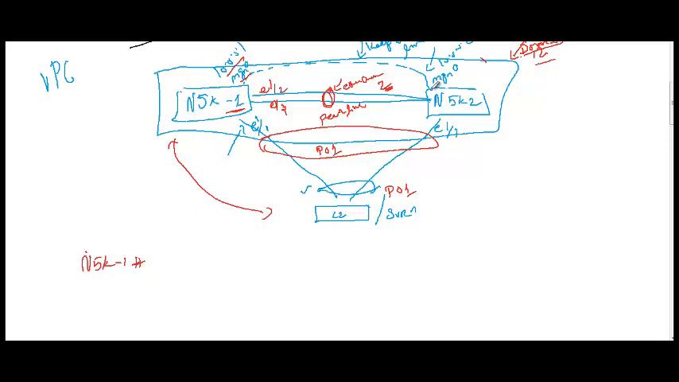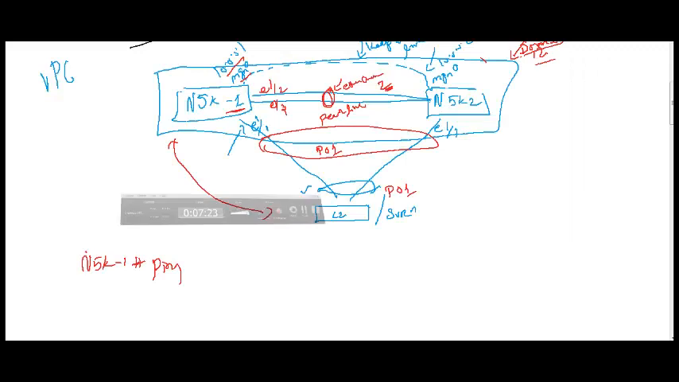I want to test whether I'm able to ping Nexus 5K2. So I want to ping from here. If I say ping 10.0.0.2, I'll not be able to ping, even if there is a proper physical wire connected between these two boxes. A dedicated wire is there, but still I'm not able to ping.